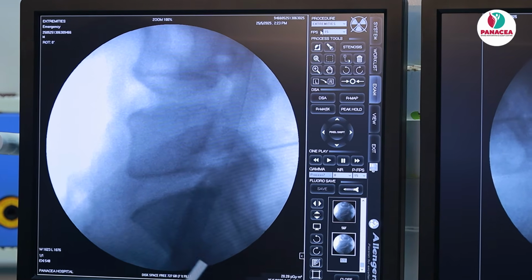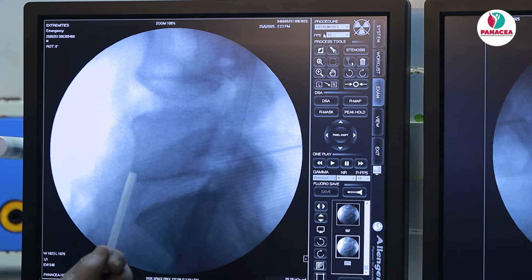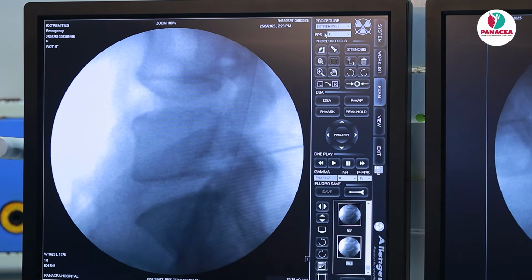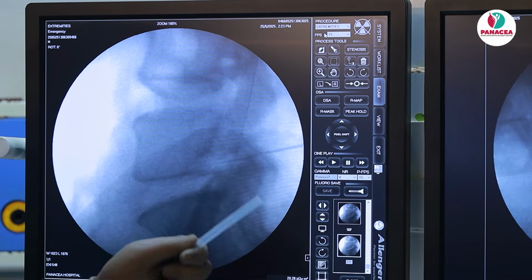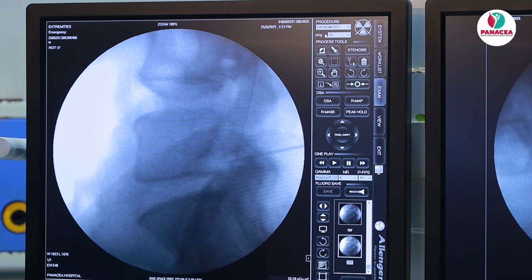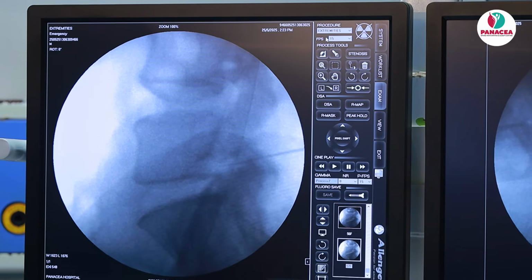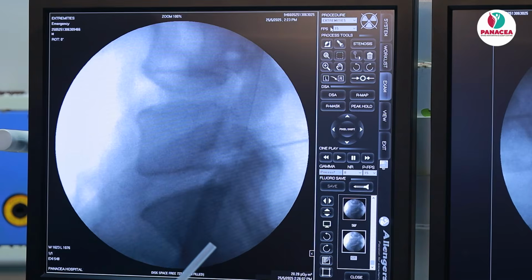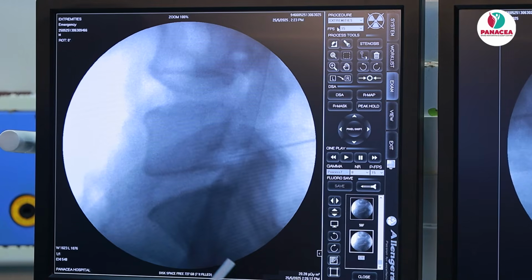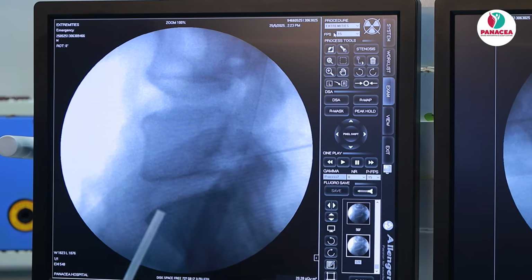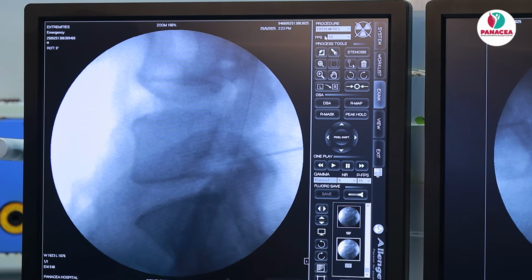Initially we will inject only 0.2 to 0.3 cc of dye to check whether the dye has gone inside the disc, or whether it is in the epidural space, whether it is subdural space, whether it is intrathecal space, or whether it is in the artery or a vein. So you can use two modalities. One is a continuous real-time fluoro and inject the dye, or you can inject 0.2 to 0.3 cc, wait for 8 to 10 seconds and take an X-ray to see whether the dye is in the epidural space.